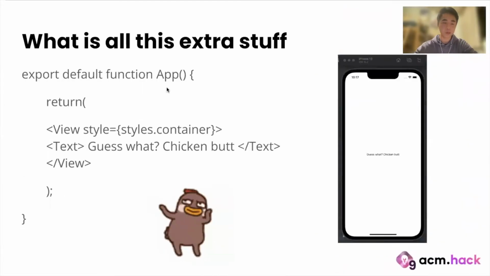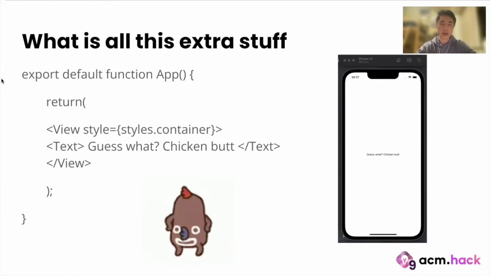So why is that important? Well, that has to do with all of this extra stuff you see surrounding our components, like this export default function App, and this return. What does that even mean? Basically, this is a function called App, and it shows everything that is on our app. And what's returned is what will actually show up on the screen.